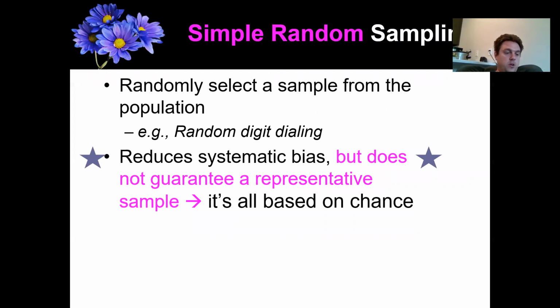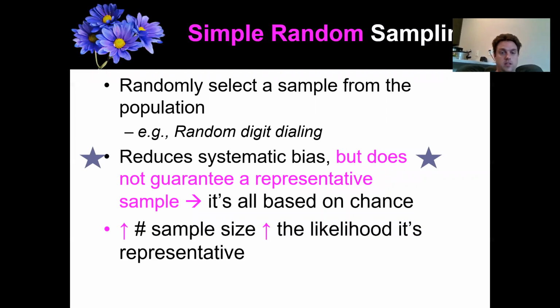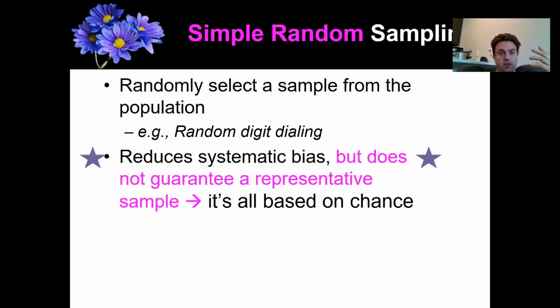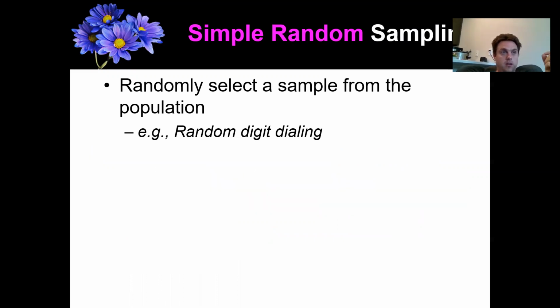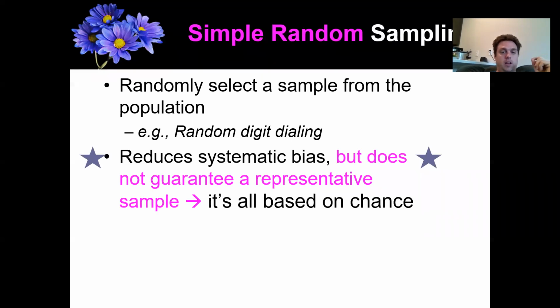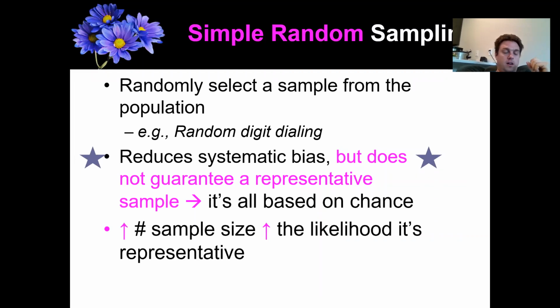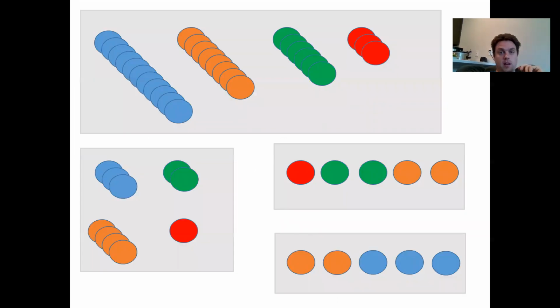So the logic here is that by randomly selecting people this way, it should be reflective of the probabilities of the population, because it's random. But it's not a guarantee. It's still based on chance. So let's look at an example of that.